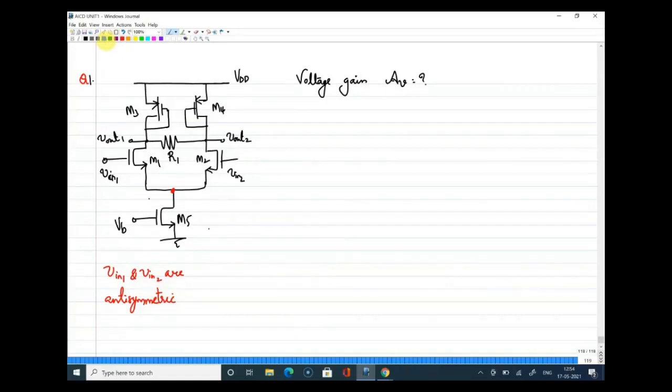M3, M1, and? M3, M1 and? M5, sir. Oh, okay, M5 also will be there. No, not M5. No, sir, not M5, because it just acts as a sink. So just M3 and M1. Yeah, so why is M5 not there?